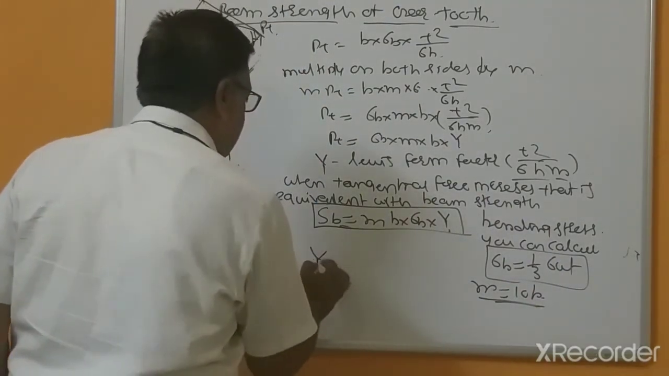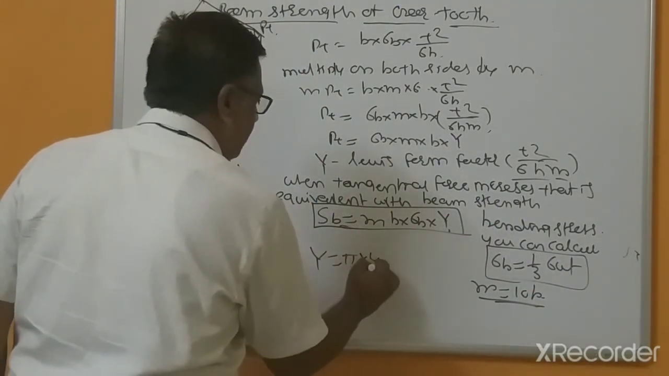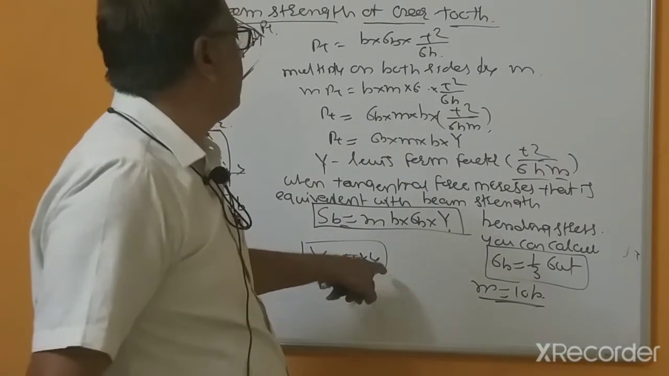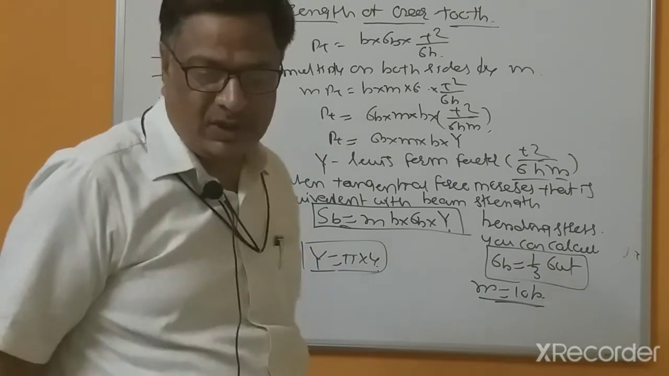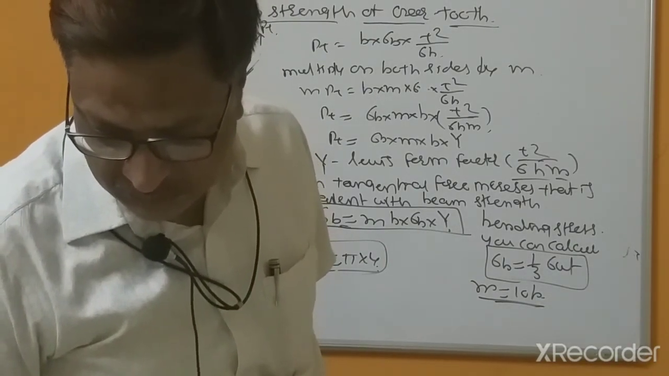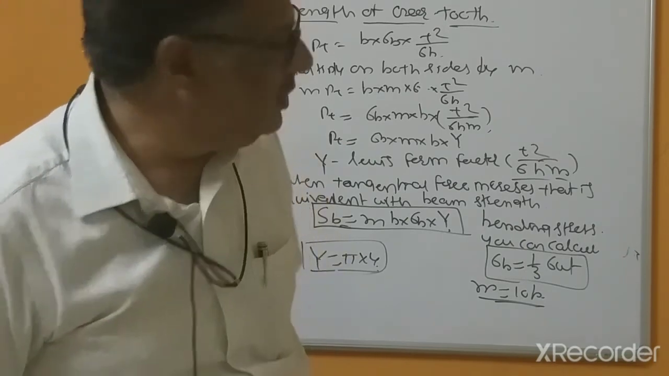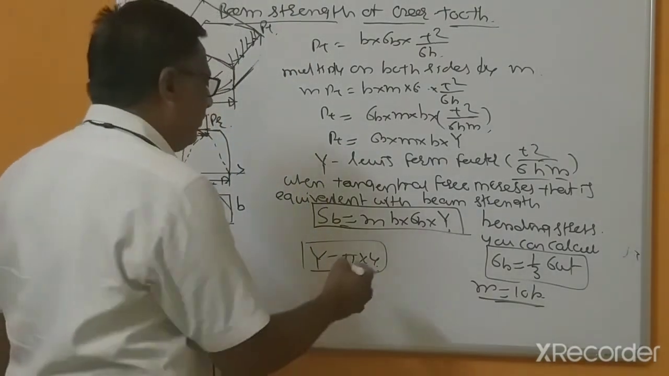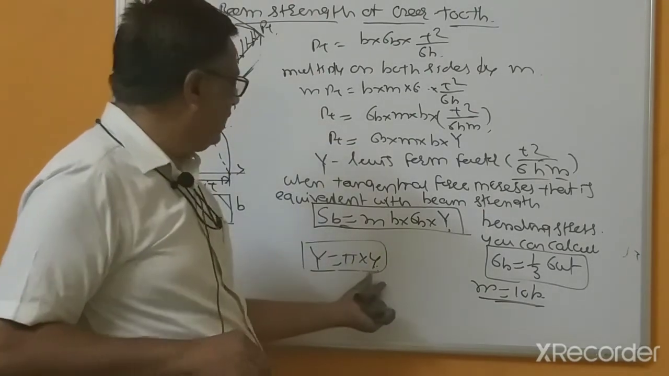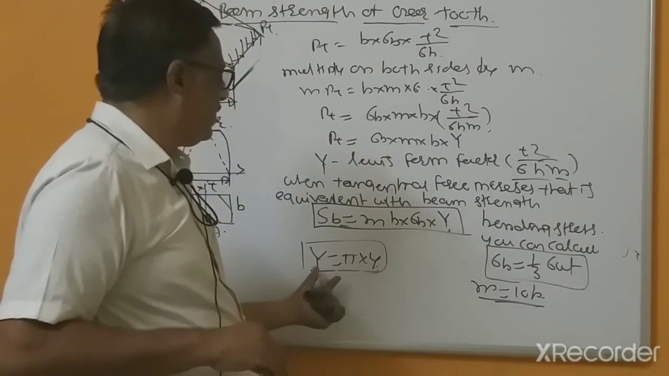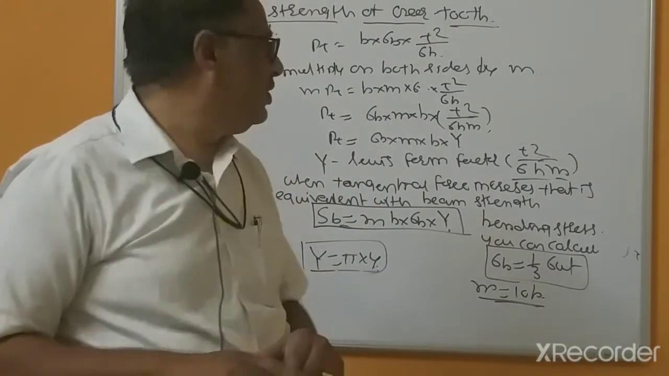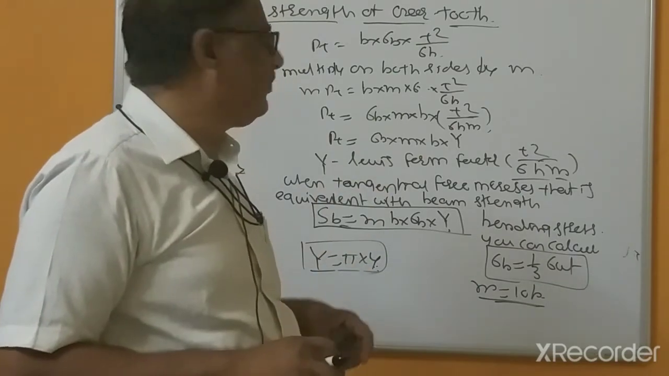So this is Y equal to π multiplied by small y, the small Lewis form factor. How we can calculate the small y, and multiplied by π, so that becomes the capital Y, that is the Lewis form factor. So that we will see in the next class.